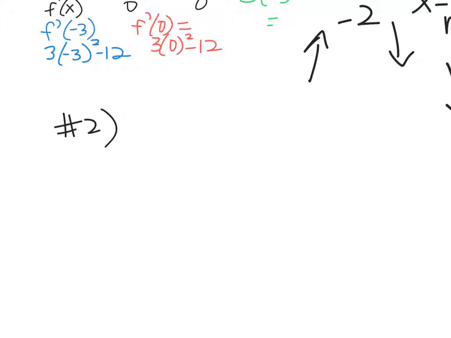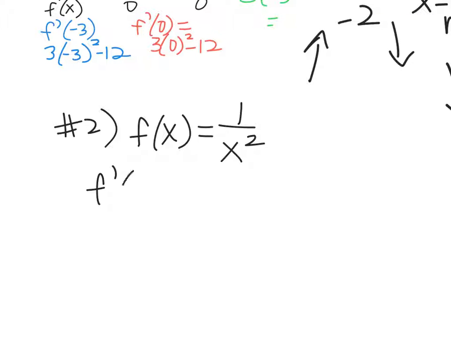So let's do something like, oh, I don't know, f of x equals 1 over x squared. Okay, 1 over x squared. So we're not going to graph this on our calculator, but we are going to use analytical methods to find the local extrema and the intervals on which it's increasing and the intervals on which it's decreasing. So here we go. First step, take the derivative.